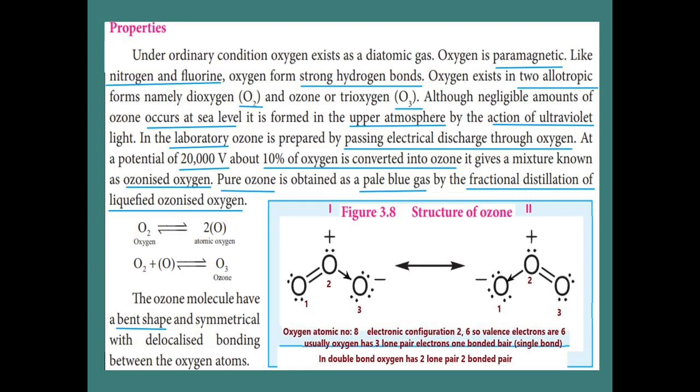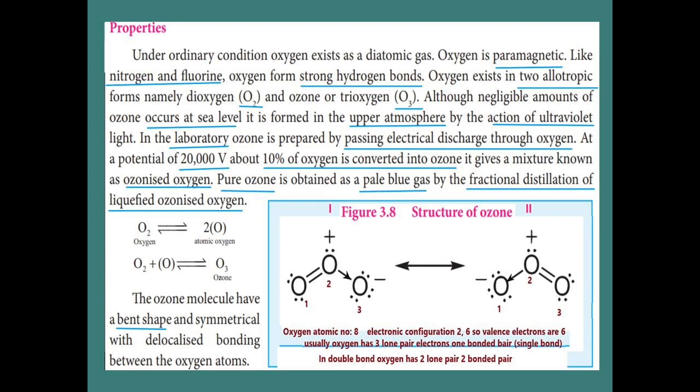First of all, the ozonised oxygen is made into a liquid. Then the liquefied ozonised oxygen is heated. The boiling points are near to each other, so fraction by fraction we remove each gas. At last we get the pure ozone. The pure ozone is a pale blue gas.